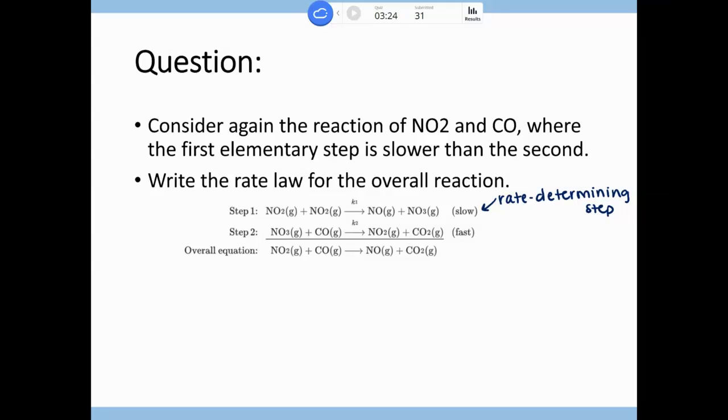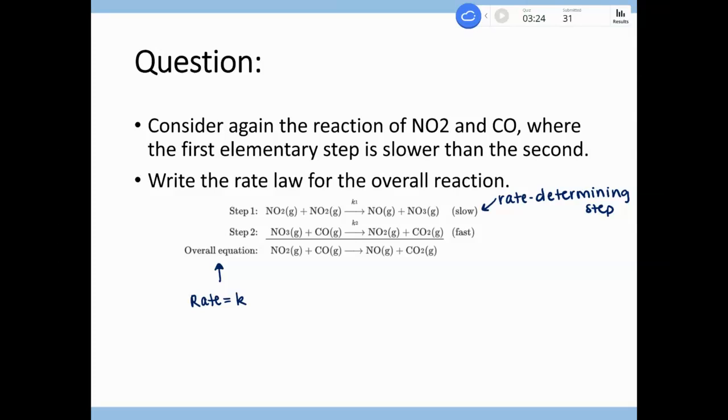For this reaction, write the rate law for the overall reaction equation. See what you're taking for the rate law.